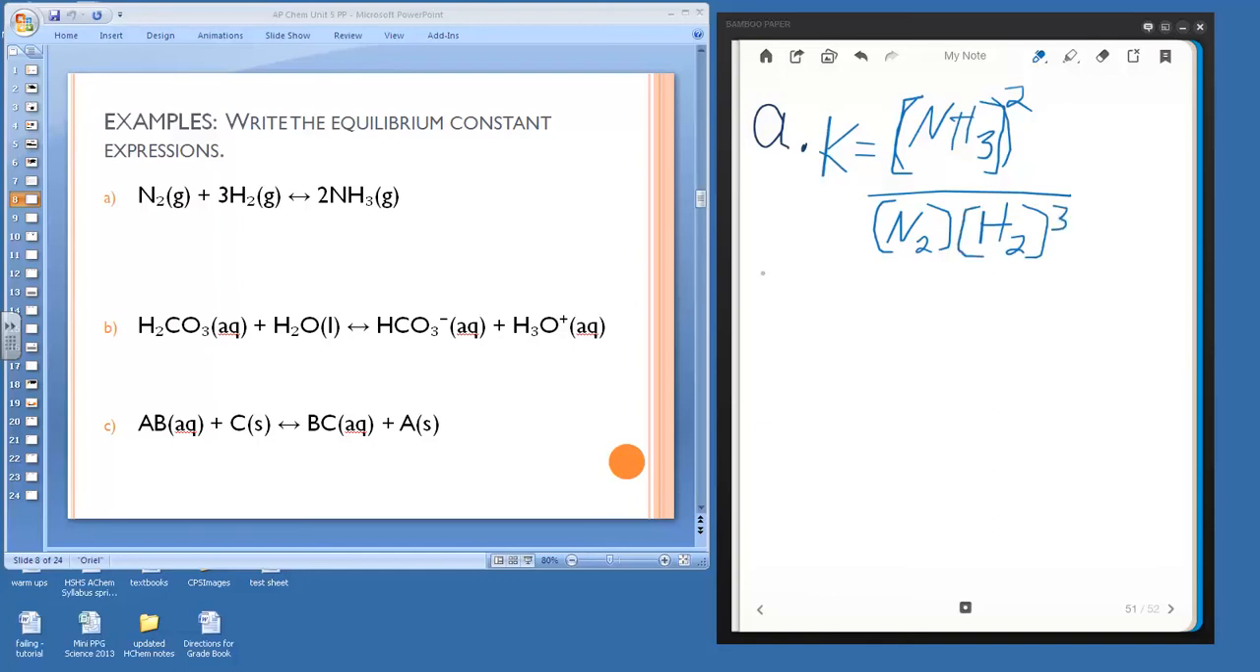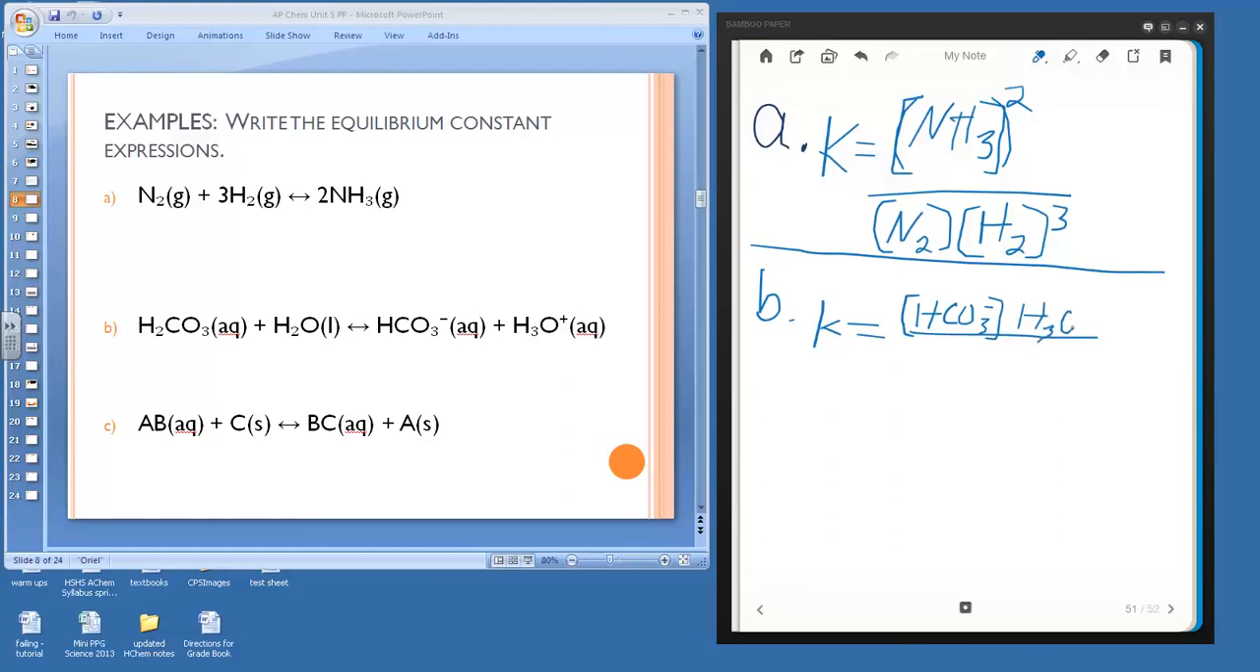That's the K expression. Now for B it gets a little bit trickier, and the only tricky thing for B is the fact that he's a liquid, so he's not included. Again, I've got two products, so K is going to equal products over reactants. I'll draw this line so we know that that's where A stops. My products are HCO3 minus, bicarbonate ion, concentration to the first power because there's only one of them, and H3O plus, which is an acid.